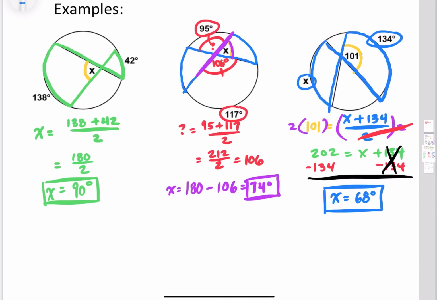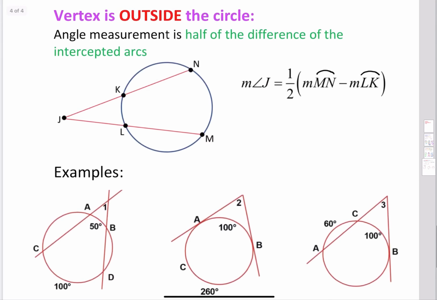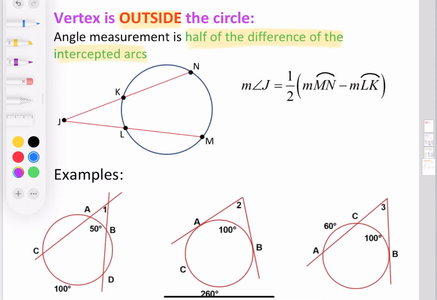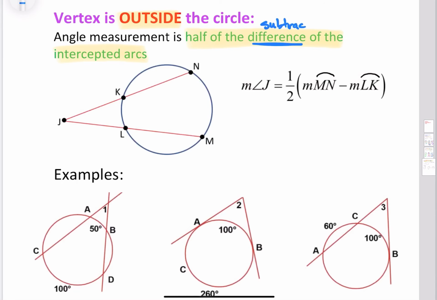All right, let's go ahead and take a look at our third major type of angle-arc relationship. And in this case, we have the vertex being on the outside of the circle. Now, if the vertex is on the outside of the circle, that means it's half the difference of the intercepted arcs. So if it was on the inside, we did the sum, but now we're doing the difference. And remember, difference in math means to subtract. So we're going to subtract two arcs. Now when we subtract, in order to avoid some negatives, we always take the big arc minus the small. So the larger arc minus the smaller arc when we find the difference.